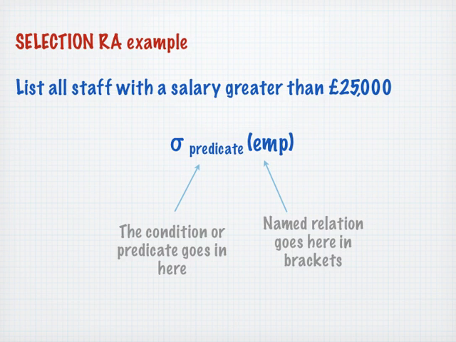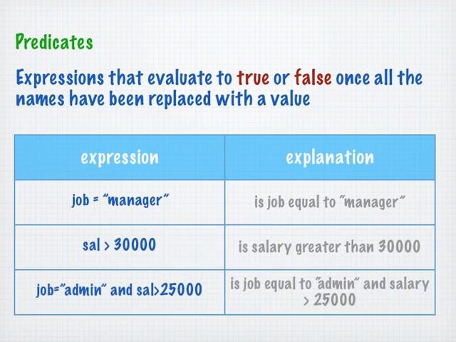That goes inside brackets. In front of that, rather than write down the names of the columns, as we did with the projection example, we need to write down a condition, or mathematically we call that a predicate. Again, you'll write it in tiny little letters, subscript. There it is in green.